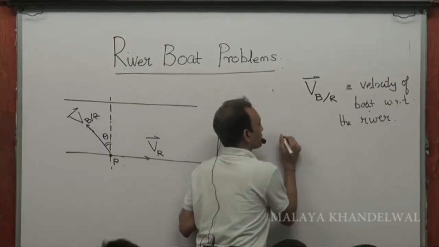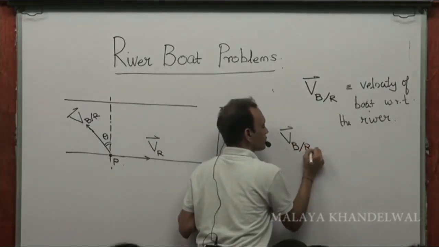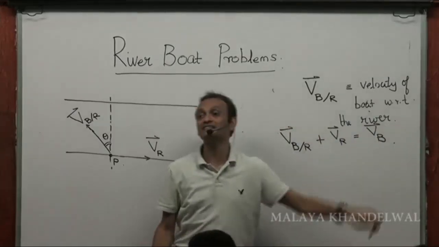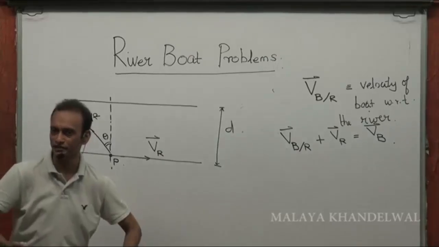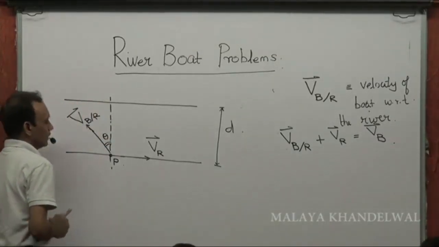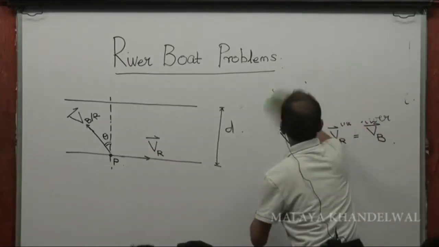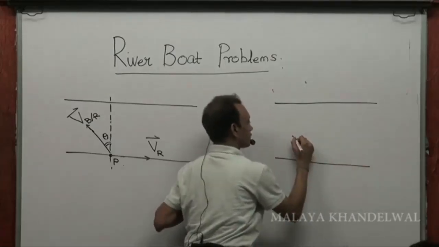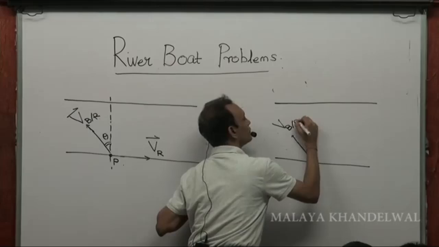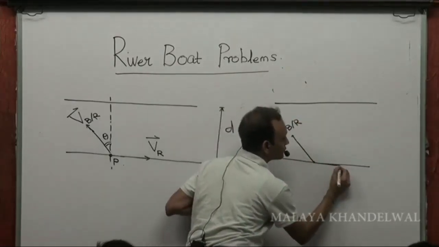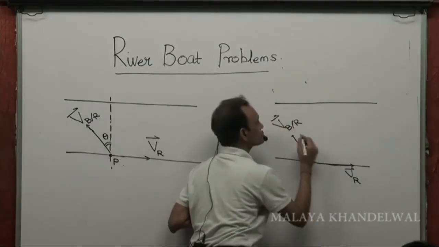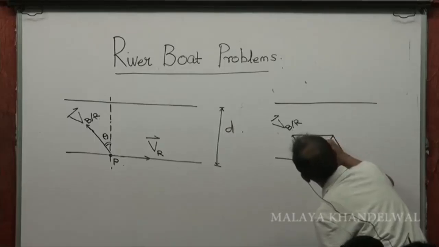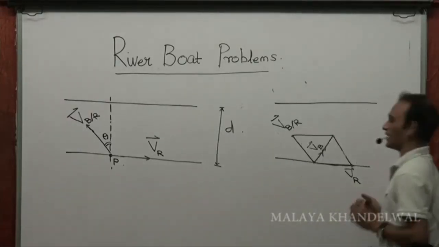So, if I add the relative velocity of the boat to the velocity of the river, I get the velocity of the boat in the shore frame of reference, as seen by a stationary shore observer. Eventually, this is the velocity of the boat with respect to the river, this is the velocity of the river, and the resultant of these two will give me the velocity of the boat. That's the whole idea.